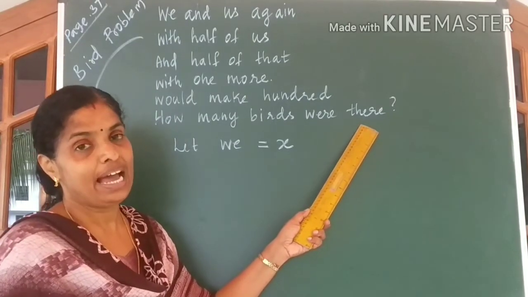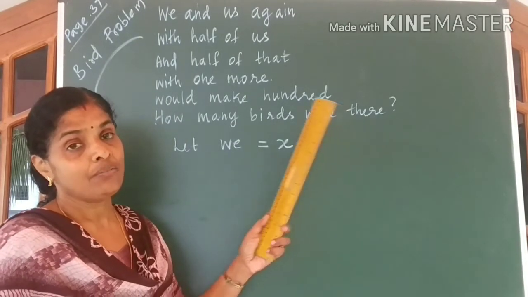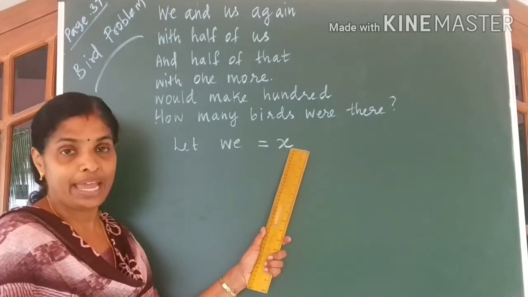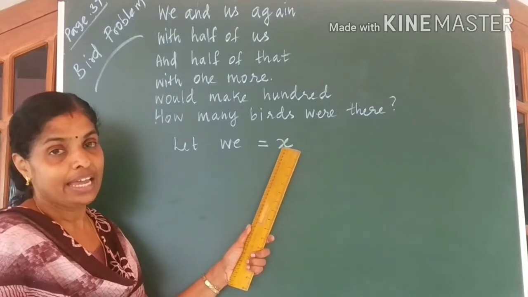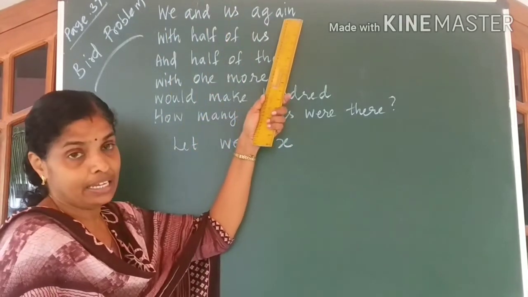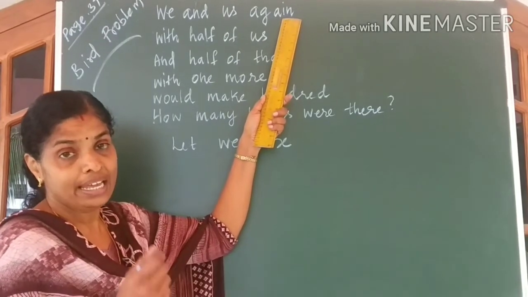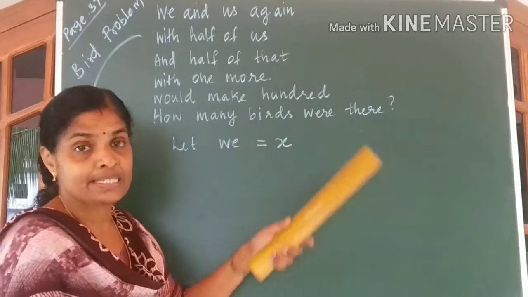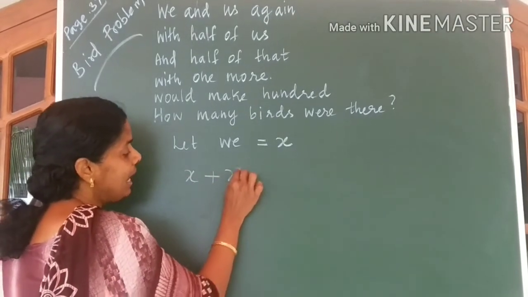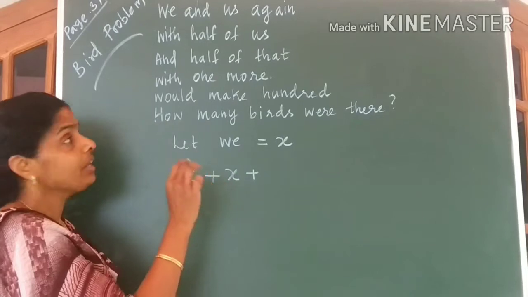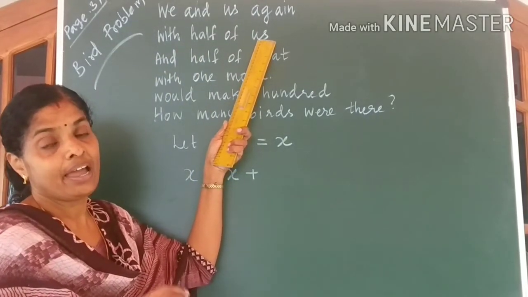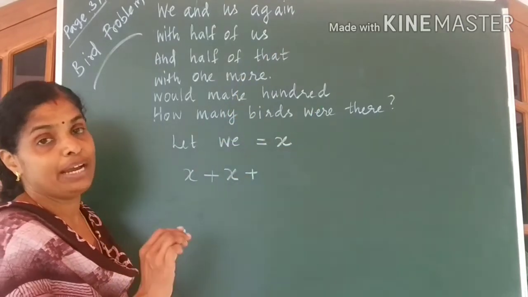So to find the answer for this question, we are going to consider the number of birds to be equal to x. Okay. Again come to the condition: we and us again. So you have to add x and x again. Okay. So we and us again with half of us. So what do you take? Half of x you have to take.